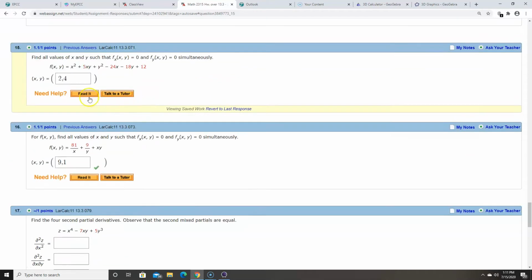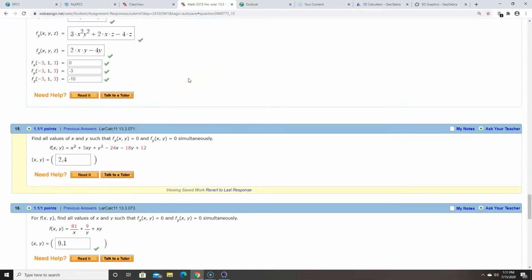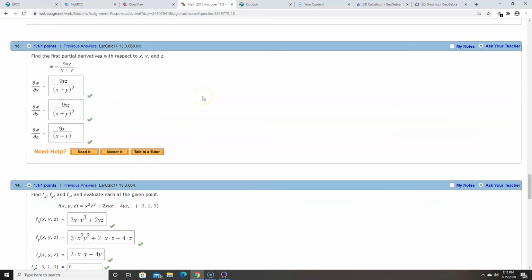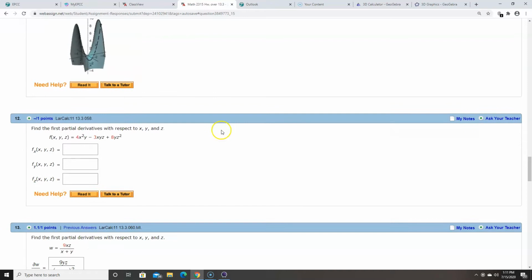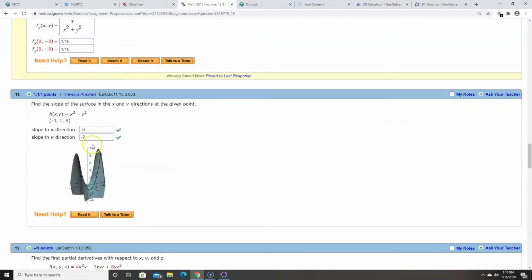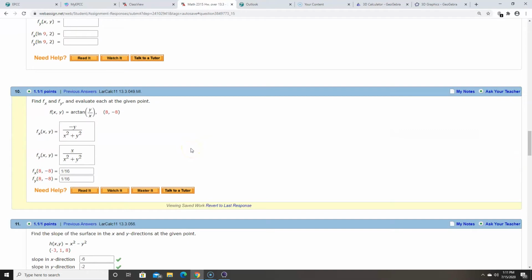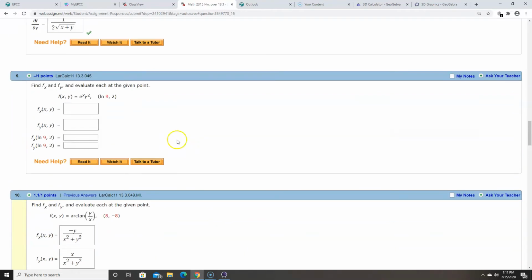So you're going to do the same strategy with this one. We did 14. We did 13. 12, you can do that one yourself, should be fairly nice. Differentiate this partially with respect to x only, with respect to y only, with respect to z only. That's a friendly function to differentiate. We did 11 already. We did 10 already. 9 is for you.